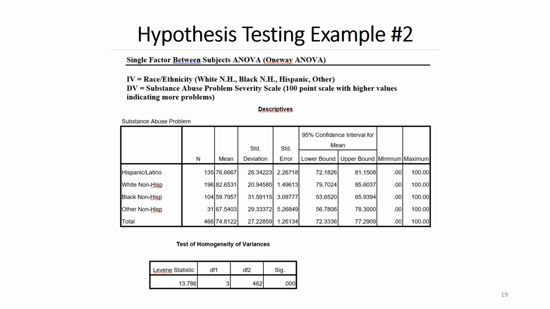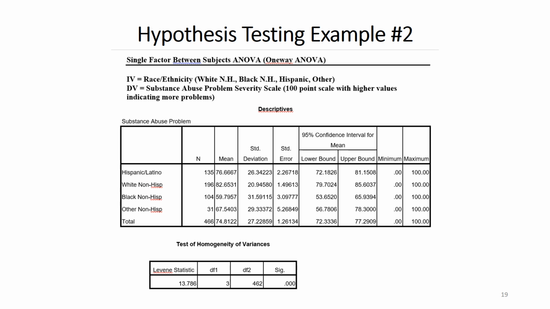Then our dependent variable, our outcome, was a substance use problem severity scale, which was a 100-point continuous scale with higher values indicating more problems. One reason we even did this is we had noticed that there appeared to be disparities across racial or ethnic groups. In fact, it appears that the white individuals seem to have the highest levels of substance abuse problems, whereas the African American, black non-Hispanic individuals have the lowest.